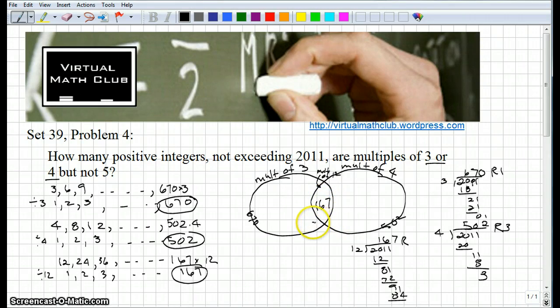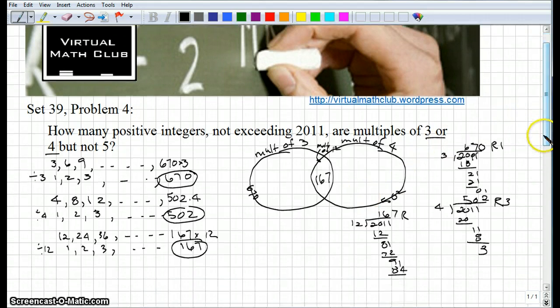Okay, so if I want to find out the multiples of 3 or 4, then I can add the multiples of 3 and the multiples of 4 and subtract the multiples of 3 and 4, because we've double counted, so we're correcting for the double counting. Okay, so let's write that out. So multiples of 3 or 4 is equal to what?